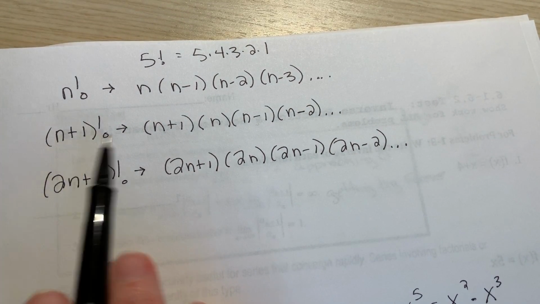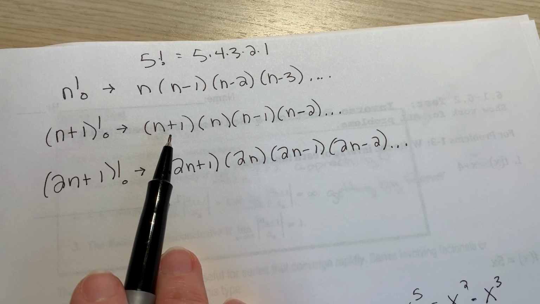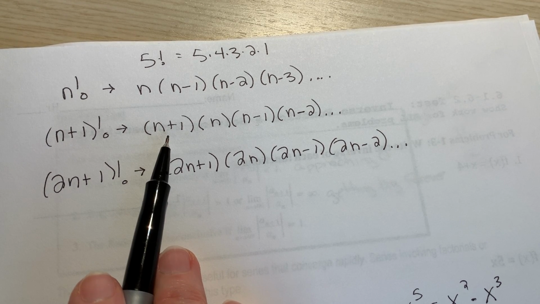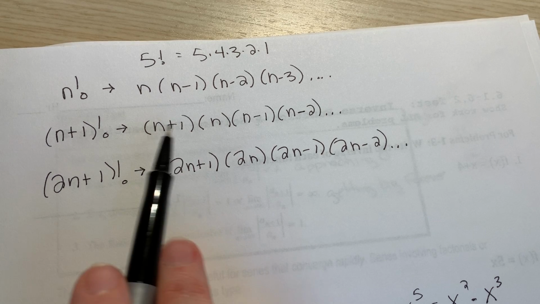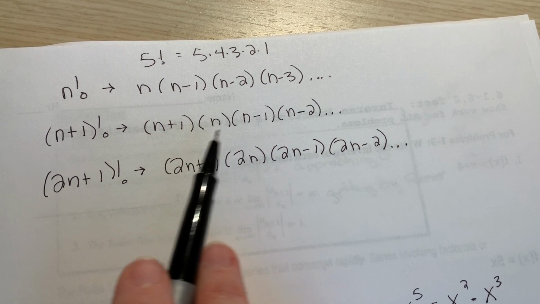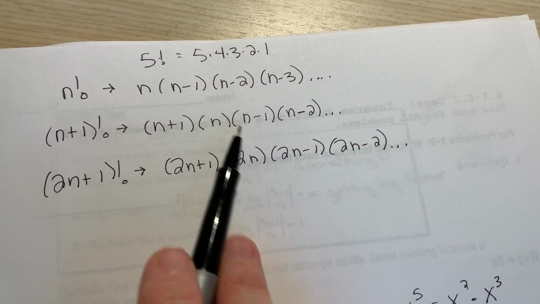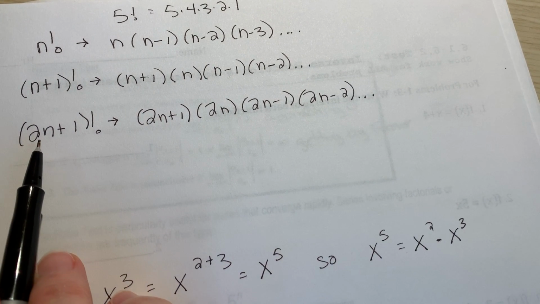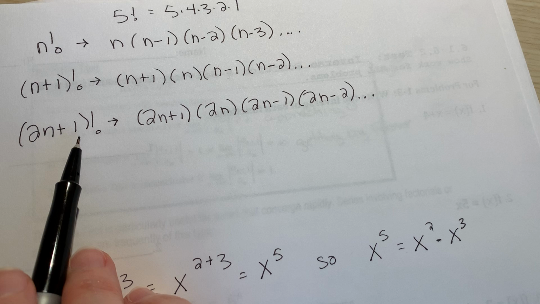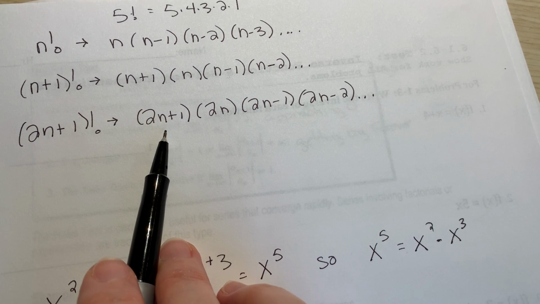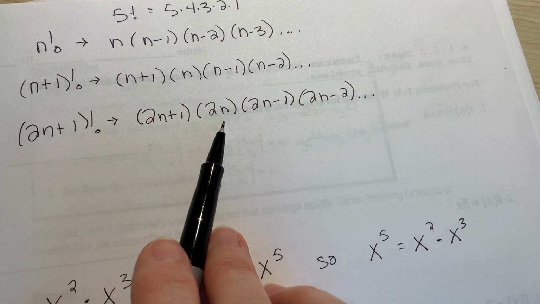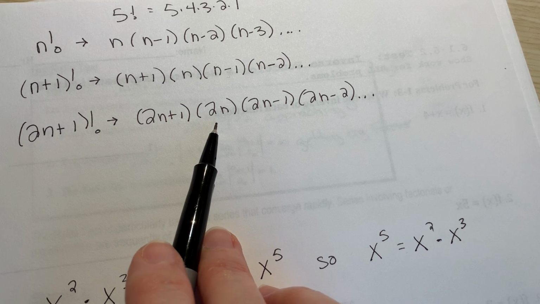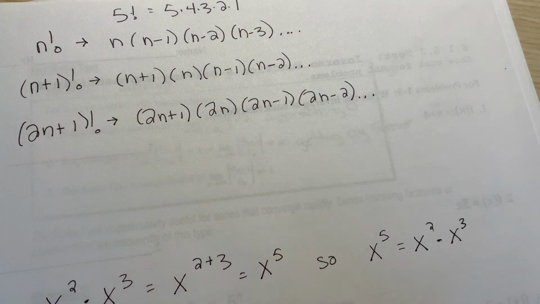N plus 1, take n plus 1 and minus 1 from it. So your first term is going to be n plus 1. Minus 1 from that, you get n. Minus 1 from that, you get n minus 1. Minus 1 from that, you get n minus 2. You can do it with any of these factorials. 2n plus 1 factorial. You start with 2n plus 1. Minus 1 from that, you get 2n. Minus 1 from that, you get 2n minus 1, and so on.